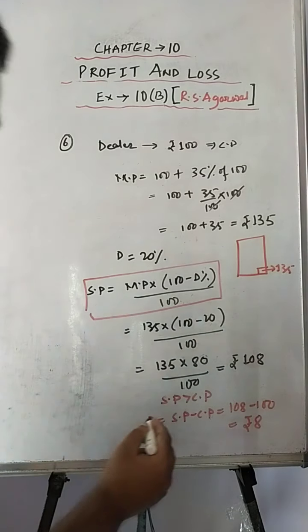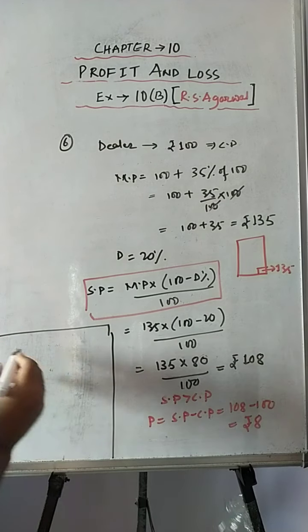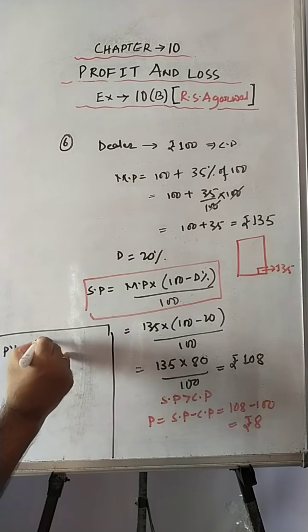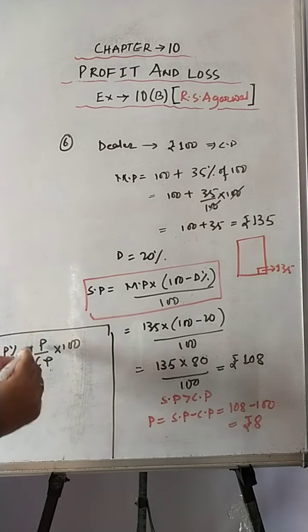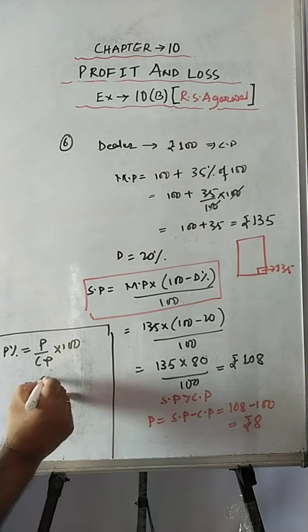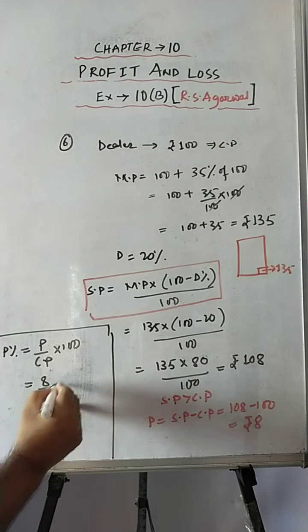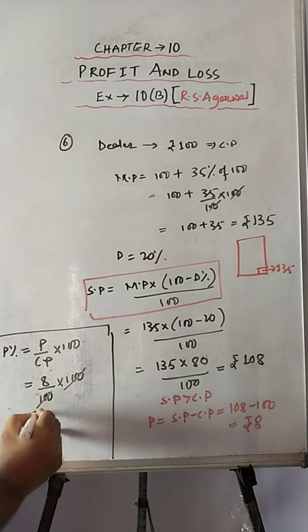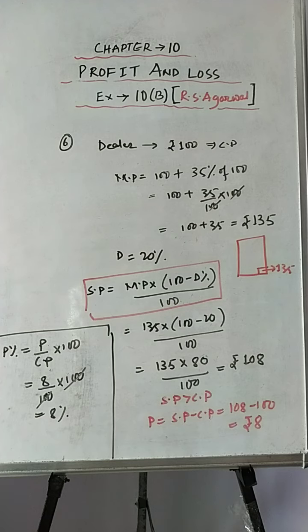Since he is making a profit of rupees 8, we also have to see the profit percent. The profit percent formula is profit by CP into 100. Profit is 8. The cost price, at which he bought the article, is 100, into 100. So if you reduce this, he is going for a profit of 8%. I hope all of you have understood this question number 6.